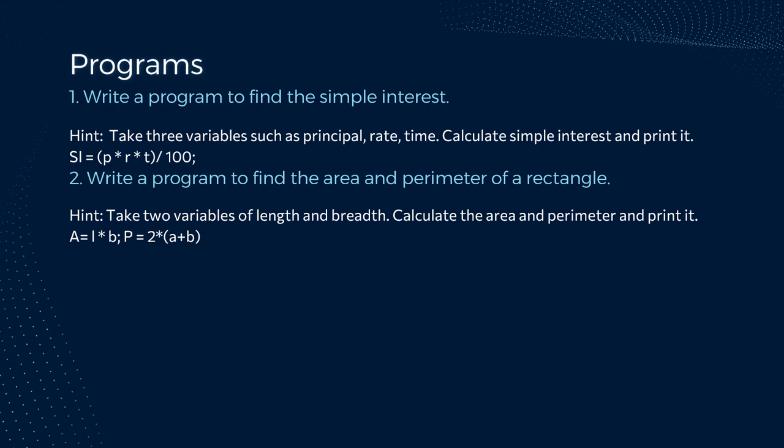The next program will be to find the area and perimeter of a rectangle. Here also we need to take two variables, length and breadth, and then calculate the area and perimeter. The formulas are: area is equal to length into breadth, and perimeter is equal to 2 into (a plus b). That is twice the sum of length and breadth. So that is the perimeter.